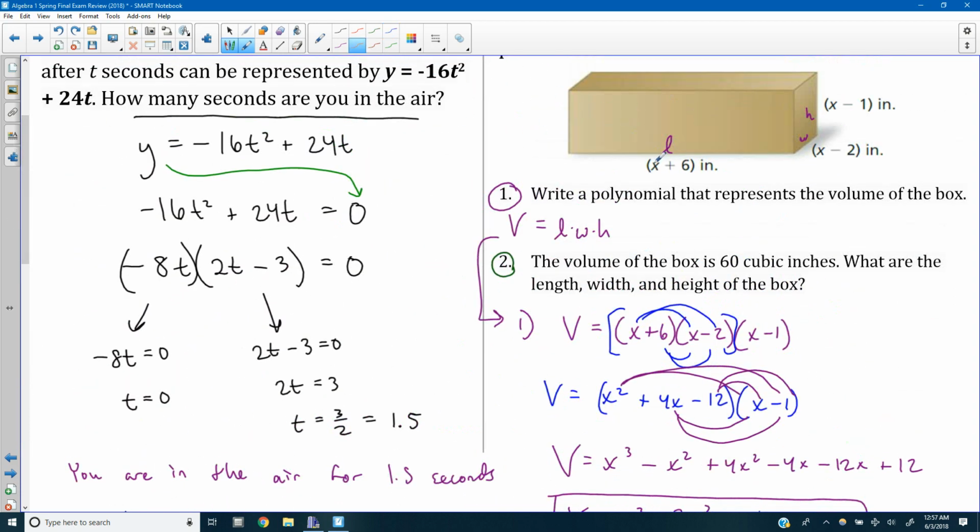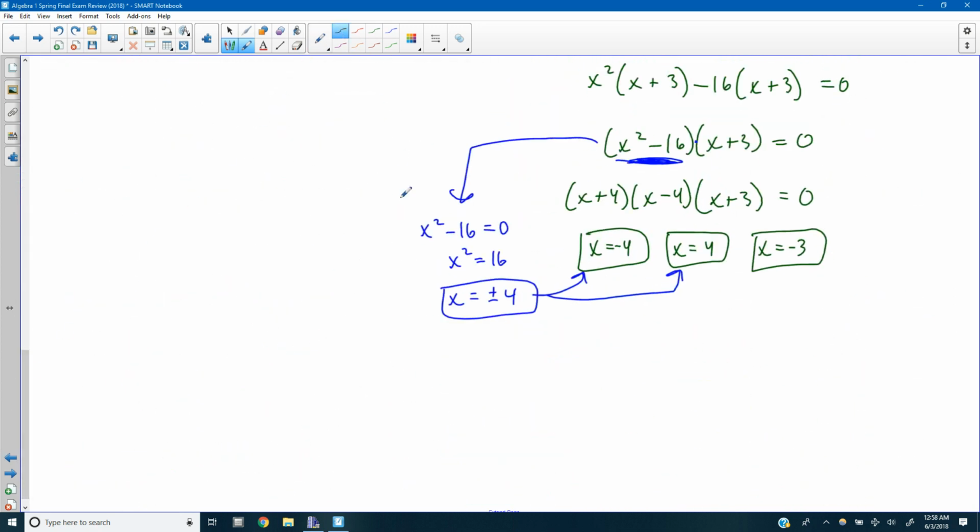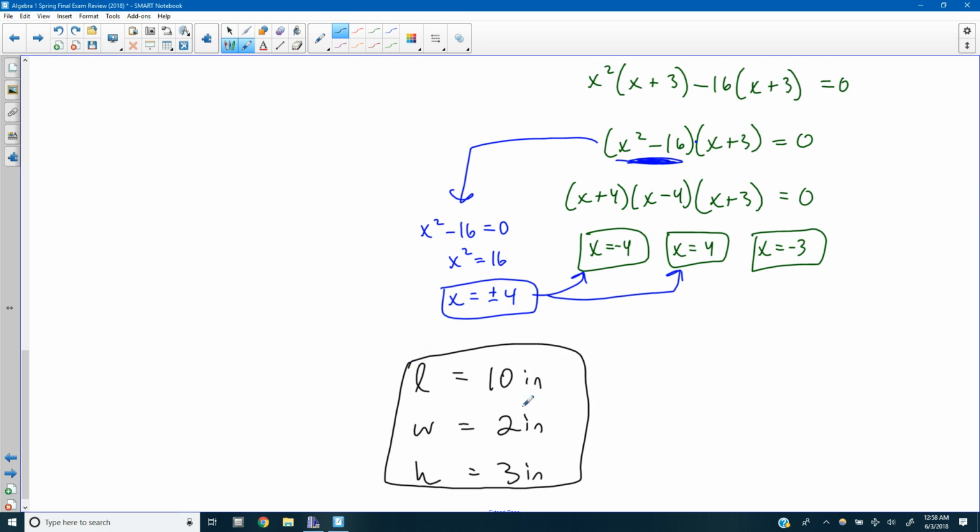Let's try 4 plus 6, which is 10. 4 minus 2, which is 2, and 4 minus 1, which is 3. 10 times 2 times 3 looks to be 60. And all these lengths are positive. So it looks like our length is 10, our width is 2, and our height is 3. And those are your answers there. That is the final response with units.